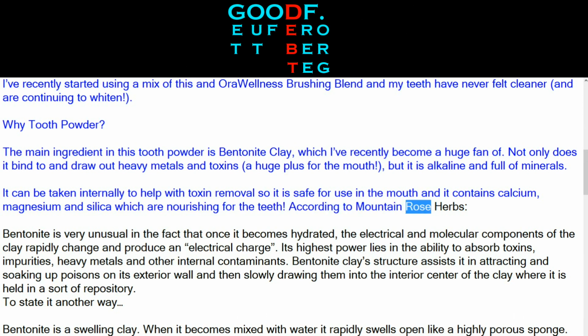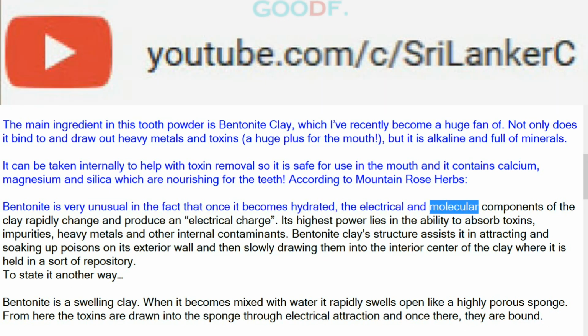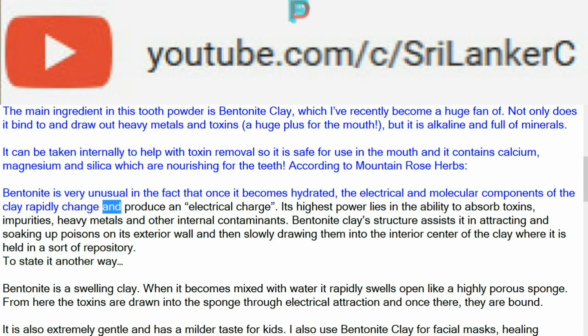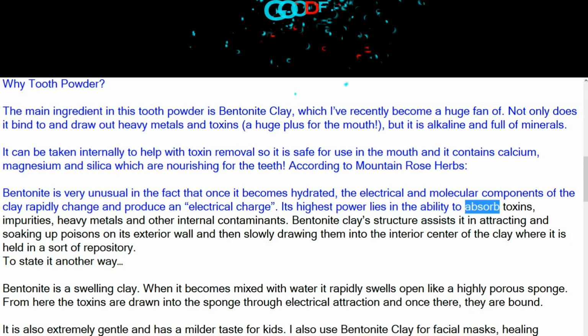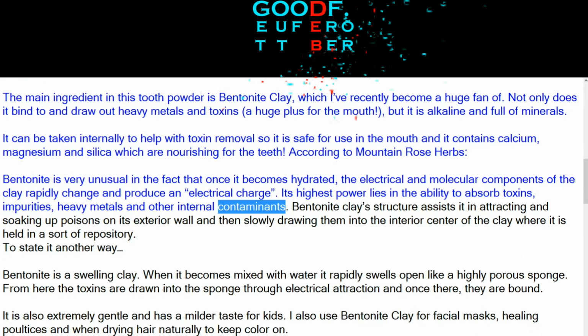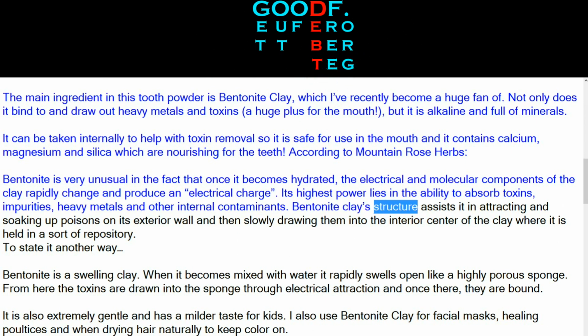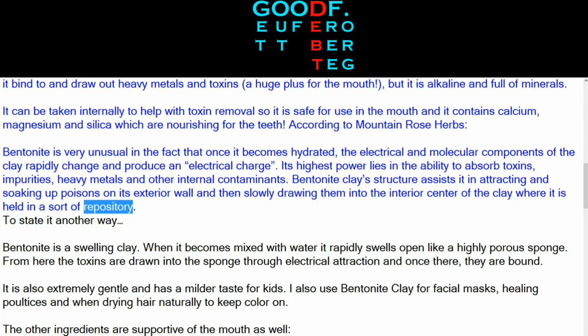According to Mountain Rose Herbs, bentonite is very unusual in the fact that once it becomes hydrated, the electrical and molecular components of the clay rapidly change and produce an electrical charge. Its highest power lies in the ability to absorb toxins, impurities, heavy metals and other internal contaminants. Bentonite clay's structure assists it in attracting and soaking up poisons on its exterior wall, and then slowly drawing them into the interior center of the clay, where it is held in a sort of repository.